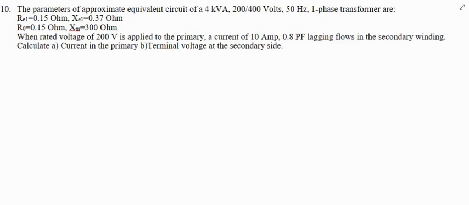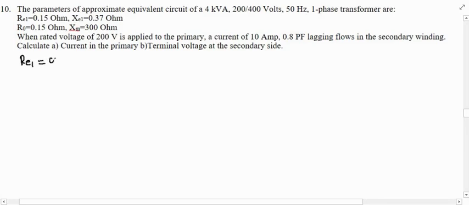Just a minute, there is one mistake here. Actually R0 cannot be this much. So I will rewrite here: RE1, the equivalent resistance of the transformer referred to the primary side, is 0.15 ohm. XE1 equals 0.37 ohm, and please, instead of 0.15 for R0, take 600 ohm. This is the shunt circuit resistance, the shunt circuit which we show in the equivalent circuit for representing your IC.